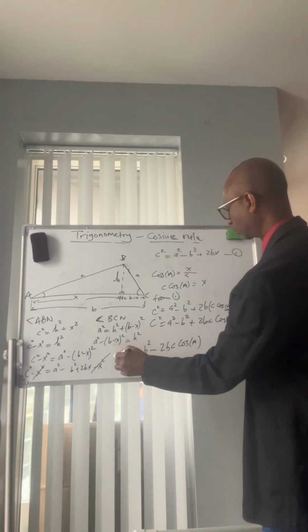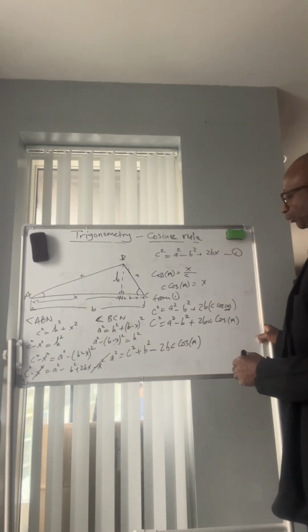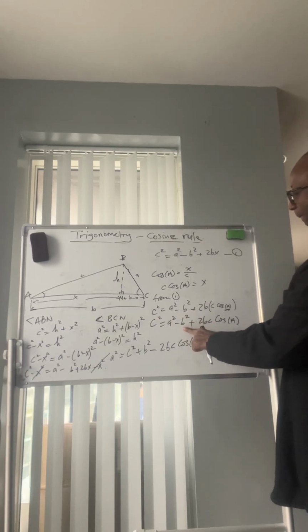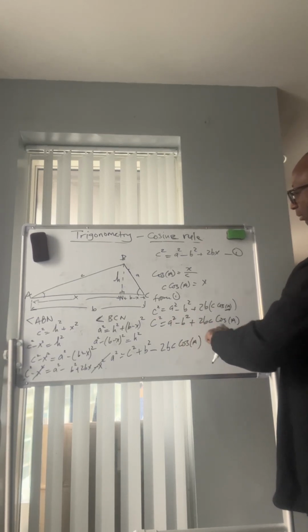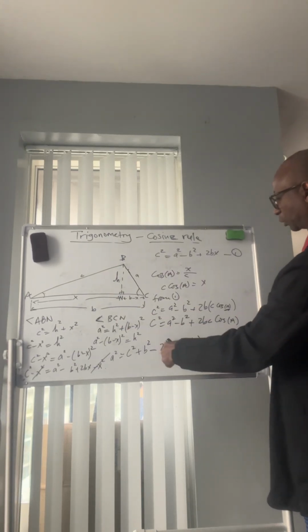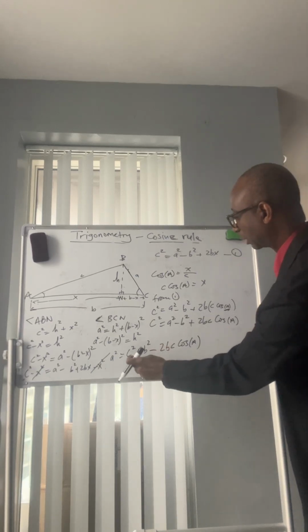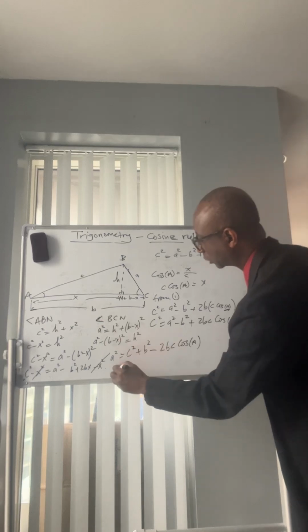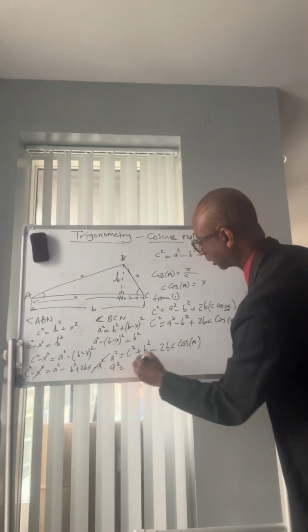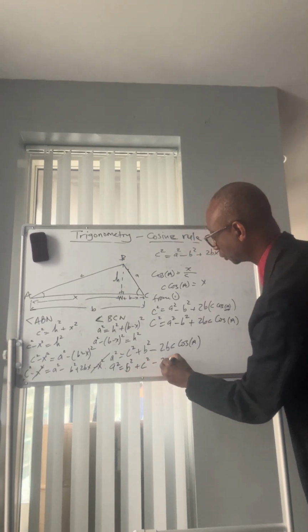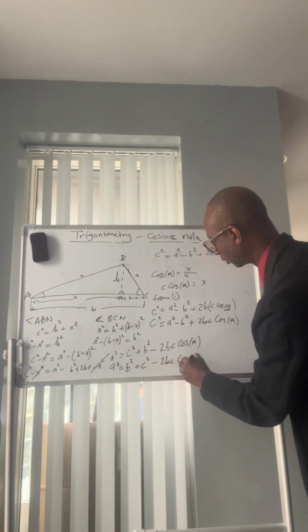All this is equal to a squared. I hope you understand. Transpose: just bring everything from the right hand side to the left hand side, and we leave a squared on the right hand side. This is what we have done. So we have c squared plus b squared. Why can't we say b squared plus c squared? So you now have here a squared is equal to b squared plus c squared minus 2bc cosine of A.